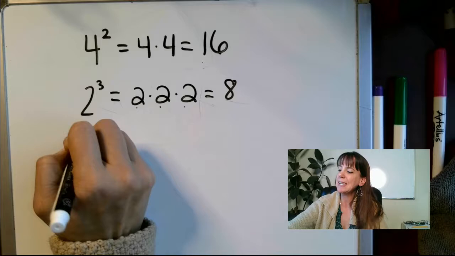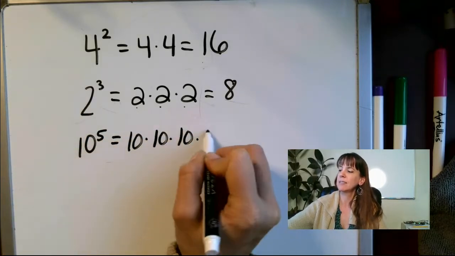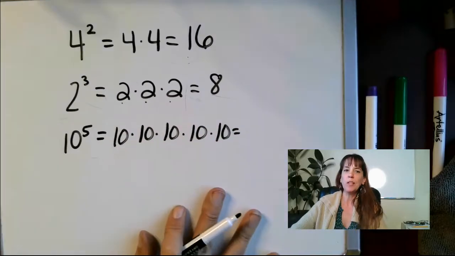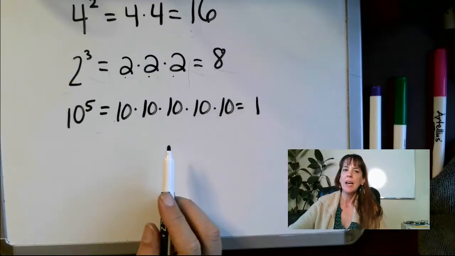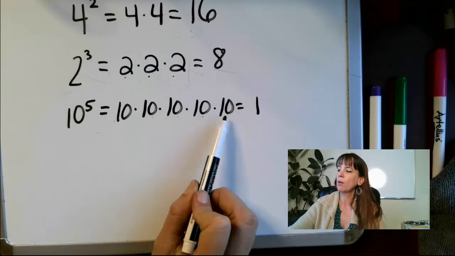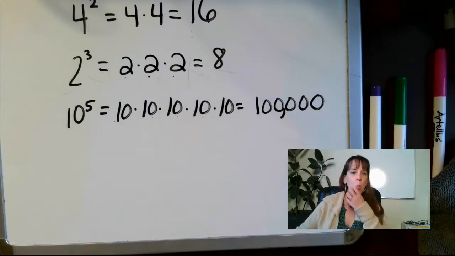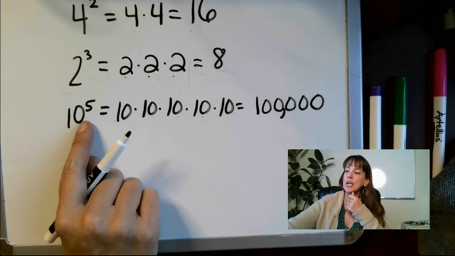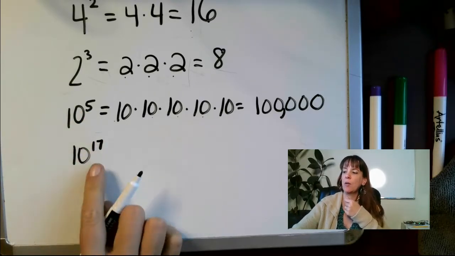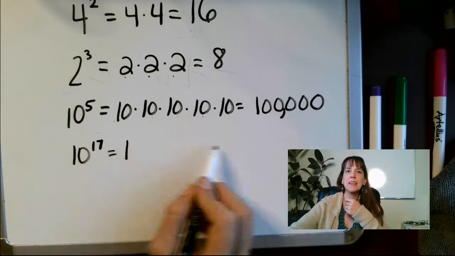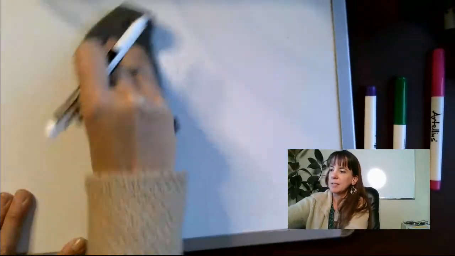Let's see about 10 to the 5th power. That's 10 times 10 times 10 times 10 times 10. Well, we know that 1 times 1 times 1 times 1 times 1 is 1, right? And then we've got 1, 2, 3, 4, 5 zeros, which gives us 100,000. So whatever number this is, if it's like 10 to the 17th power, it's going to be 1 with 17 zeros. Okay? All right, let's see about some of these other guys.